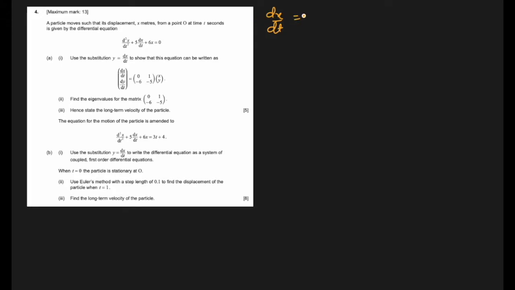So if dx over dt is y, that means the second derivative, d square x over dt square, will be dy over dt, both differentiated with respect to t again. So this equation becomes dy over dt plus 5y plus 6x equal to 0.